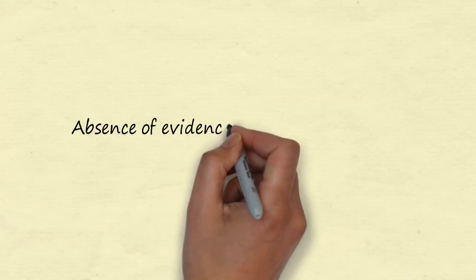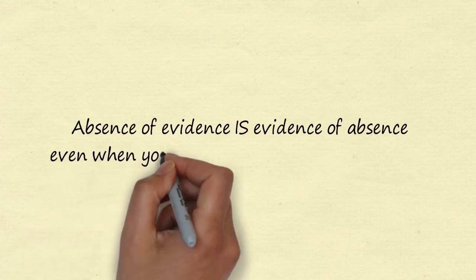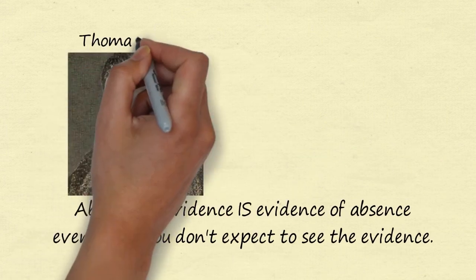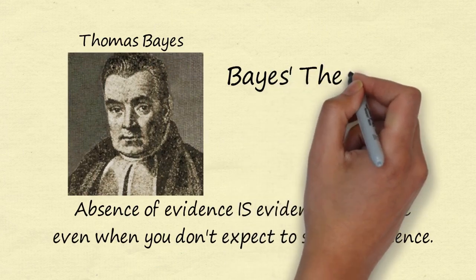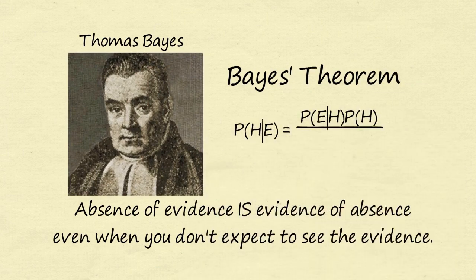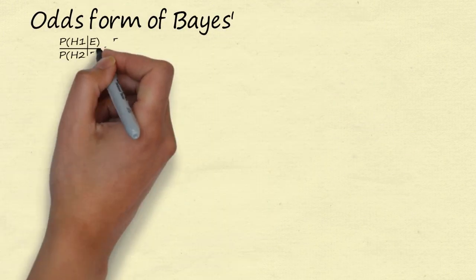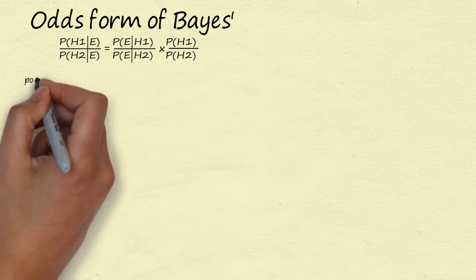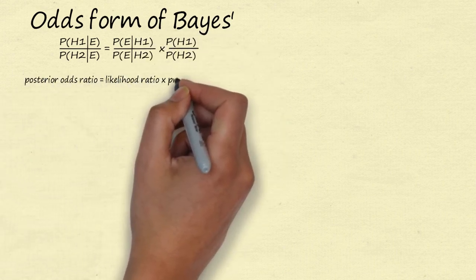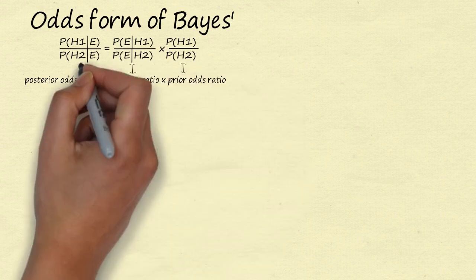Okay, good. Absence of evidence is evidence of absence, even when you don't expect to see the evidence. This follows from Bayes' theorem. Bayes' theorem is a mathematical tool that is used to update your confidence in a hypothesis as you get new evidence. This is the odds form of Bayes' theorem. The posterior odds ratio equals the likelihood ratio times the prior odds ratio.